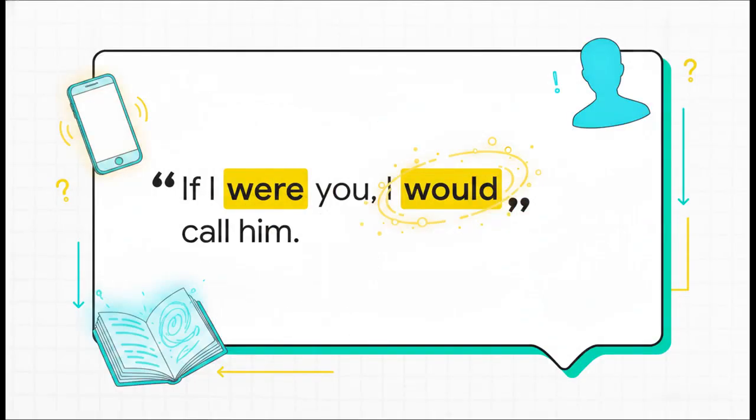This brings us to a classic advice structure. Go ahead and say this out loud wherever you're sitting right now. If I were you, I would call him. Notice anything specific there? We use were instead of was. Even for subjects like I, he, she, and it, were is the formal, grammatically correct standard for these hypotheticals. It's actually a wonderful hallmark of excellent English.